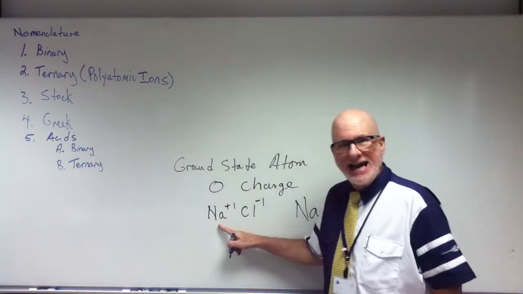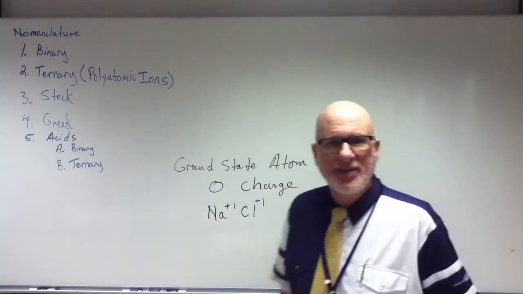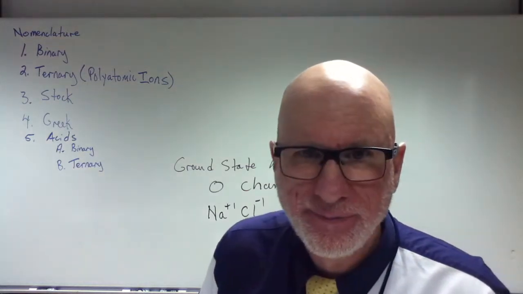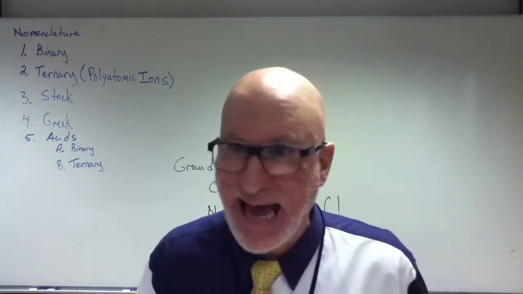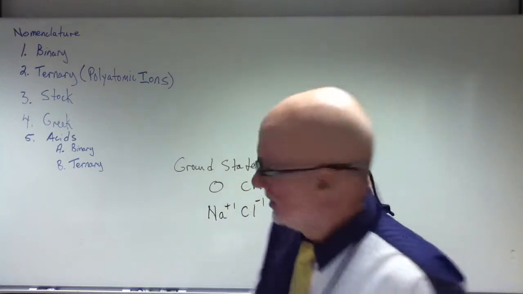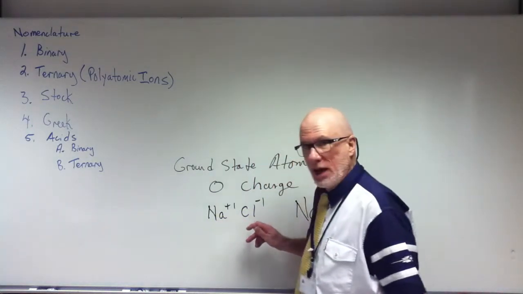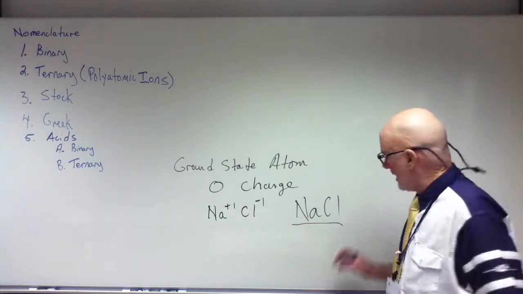So I say this. Now, this is made of a cation and an anion, correct? How do you say the name of the cation? Sodium, cation. Okay? How do you say the name of the anion? Chloride. So this is sodium and that's chloride. So what would the name of that be? Sodium chloride, correct?